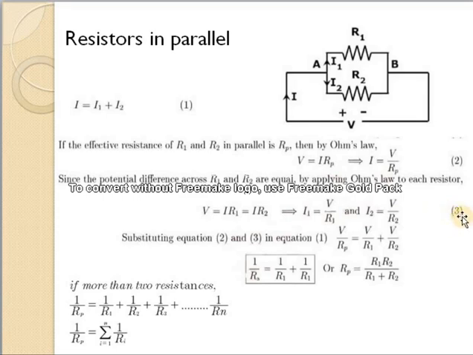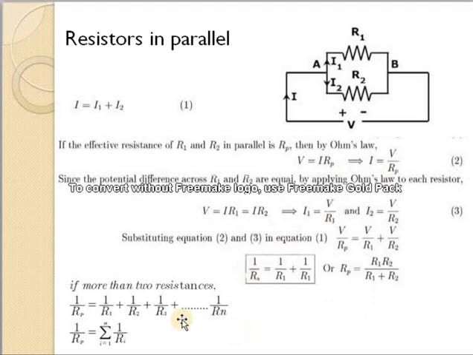So substitute equations 2 and 3 in equation 1. From equation 2, I is equal to V by Rp. So I is equal to V by Rp equal to, using equation 3, I1 is equal to V by R1 plus I2, which is equal to V by R2. Here V is a common term. So 1 by Rp is equal to 1 by R1 plus 1 by R2. Or Rp is equal to, cross multiplying and taking the reciprocal, R1 R2 divided by R1 plus R2. So this is the effective resistance when the two resistors R1 and R2 are connected in parallel.